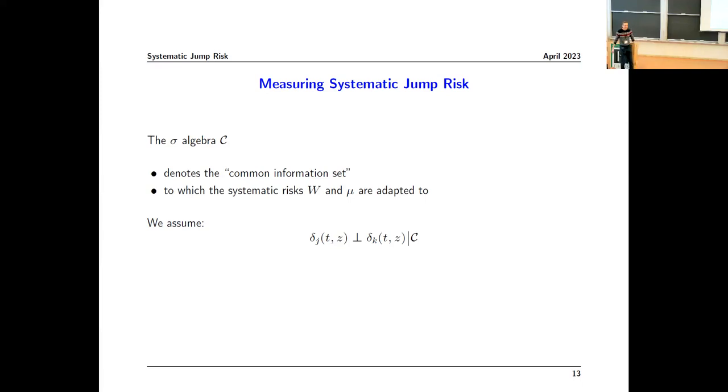New time, 10:50. I've had to speed up now. Okay.